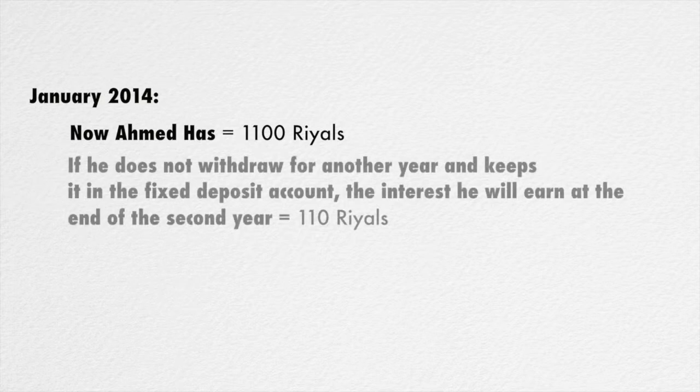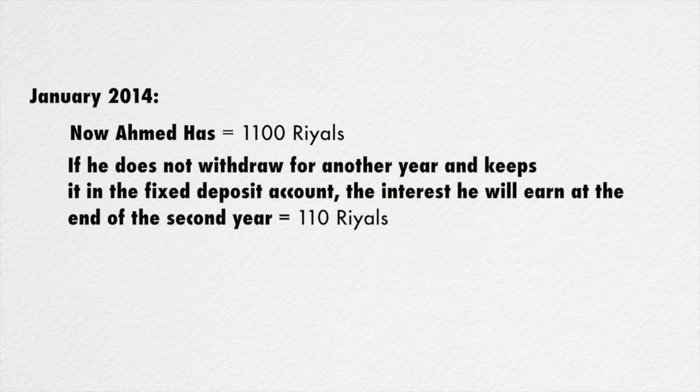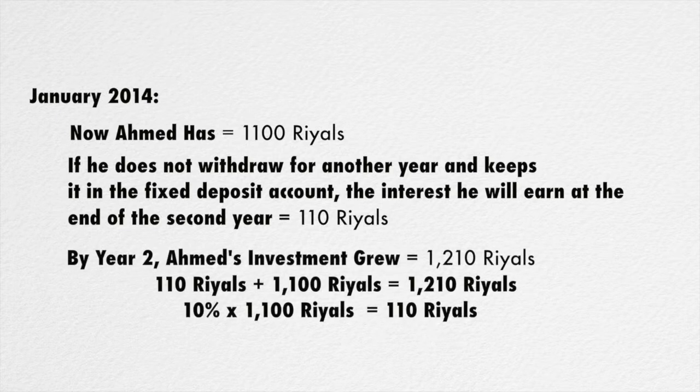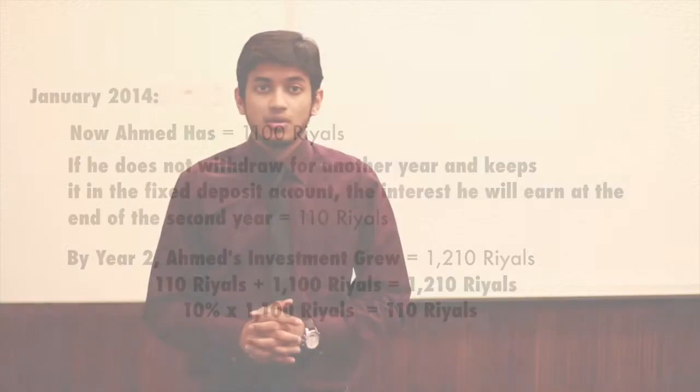If he does not withdraw this amount for another year, and keeps it in the fixed deposit account, the interest he will earn at the end of the second year will be 110 Qatari riyals. By the end of the second year, his investment will grow to 1,210 riyals. 10% of 1,100 riyals is 110 riyals. In 2 years, his investment of 1,000 riyals grew to a sum of 1,210 riyals.